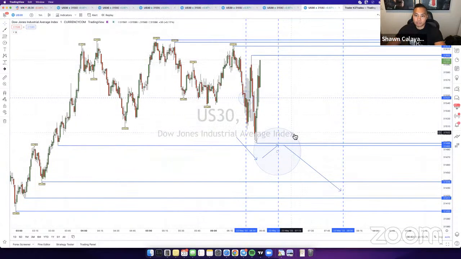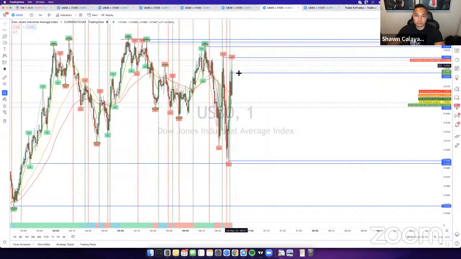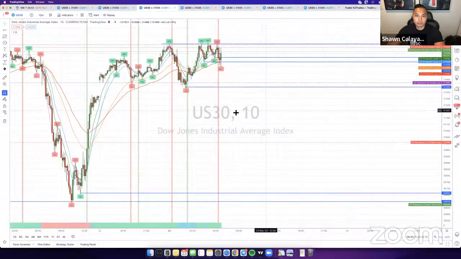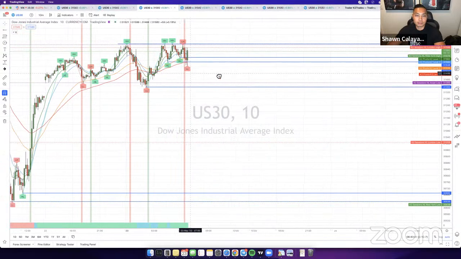With that said, we're just going to wait. There's nothing for us to take at the moment. So nothing here off the one. Keep updating this because price keeps pushing back and forth. Nothing here off the one. Go over here on the 10. There's nothing here off the 10 either.